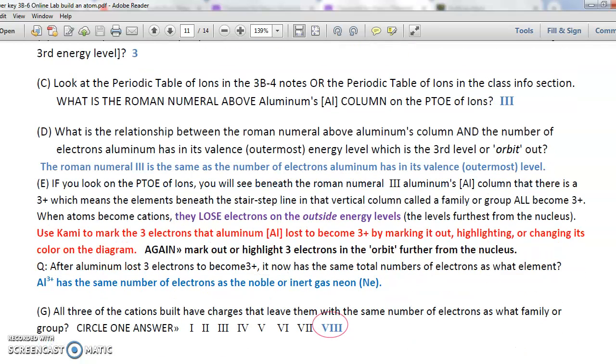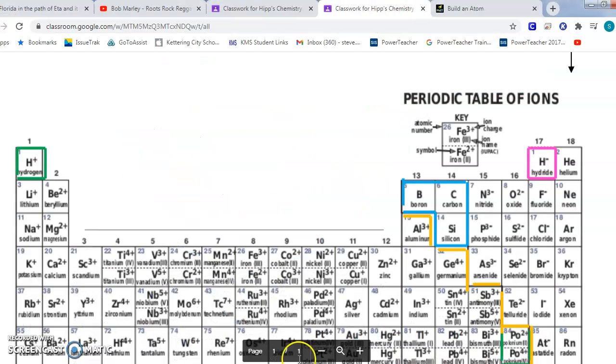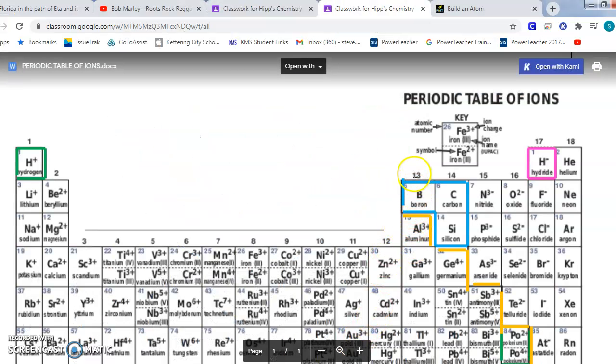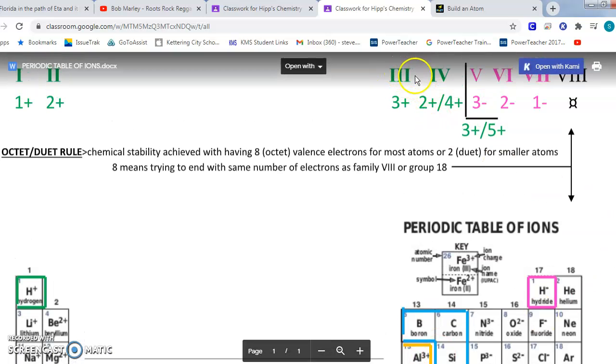Now they're going to ask us to look at the Roman numeral above aluminum. Here's aluminum, group 13. These numbers are just going left to right. 1, 2, 3, 4, 5, 6, 7, 8, 9, 10, 11, 12, 13, 14, 15, 16, 17, 18. Those are group numbers. Aluminum is in group 13. But they're also called families. The vertical columns are called groups or families. The family Roman numeral is right up here, 3.